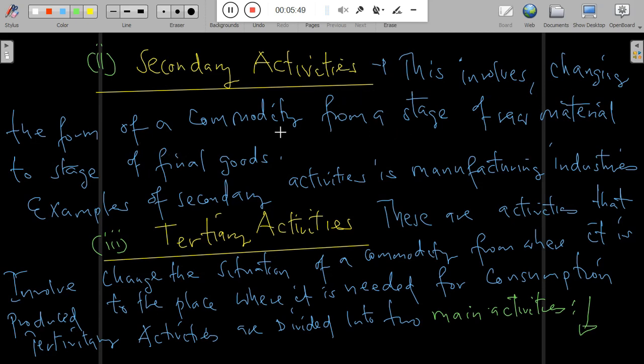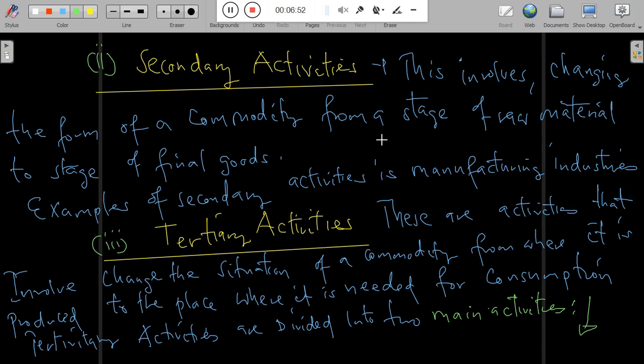Second is secondary activities. This involves changing the form of a commodity from the stage of raw material to the stage of final goods. So the transformation of the commodity from the stage of raw materials to final goods, those are secondary activities. You can find that sisal is transformed, then it produces what is known as ropes, and the ropes are sold to the consumers, and the consumers consume them.